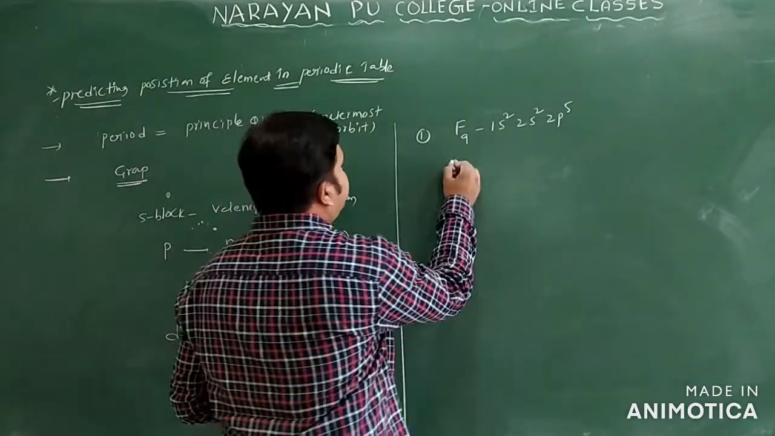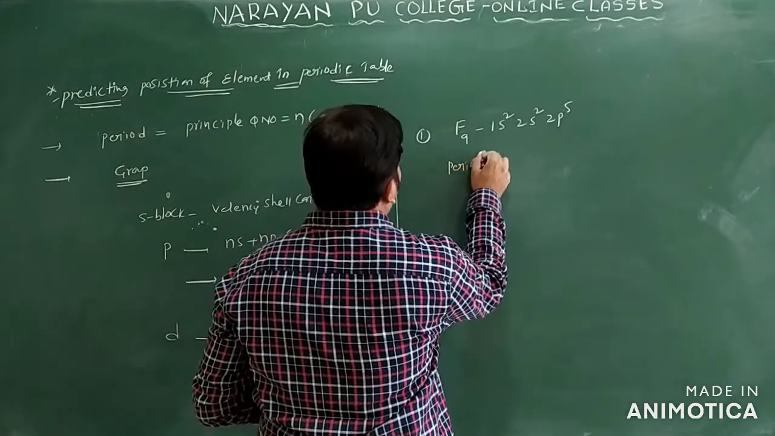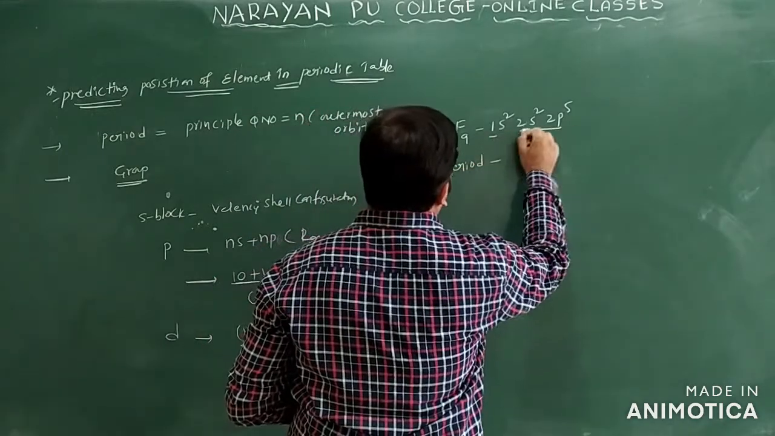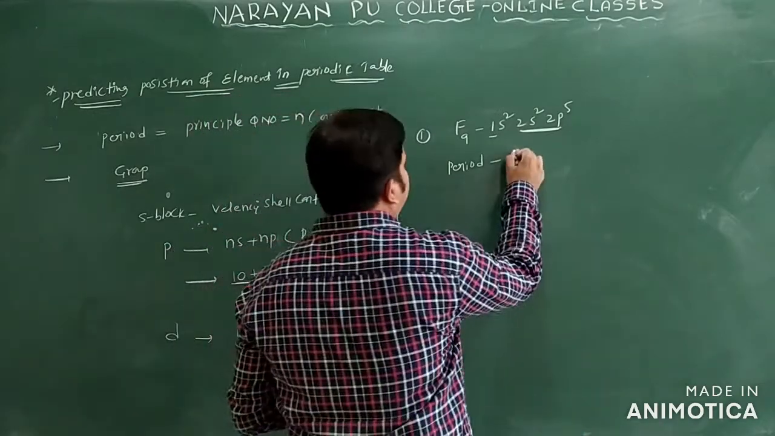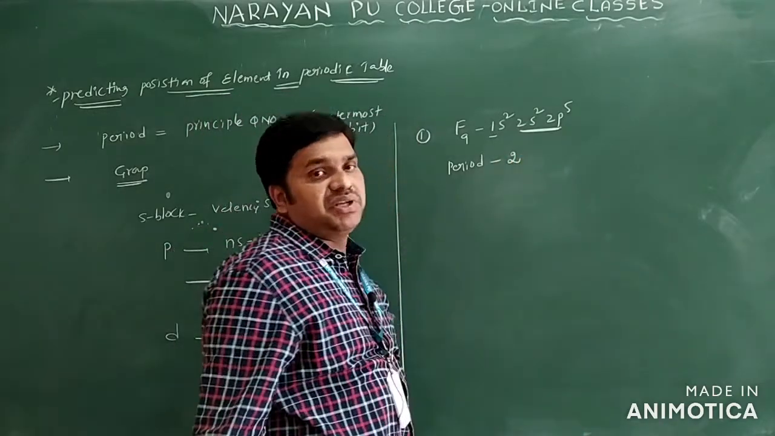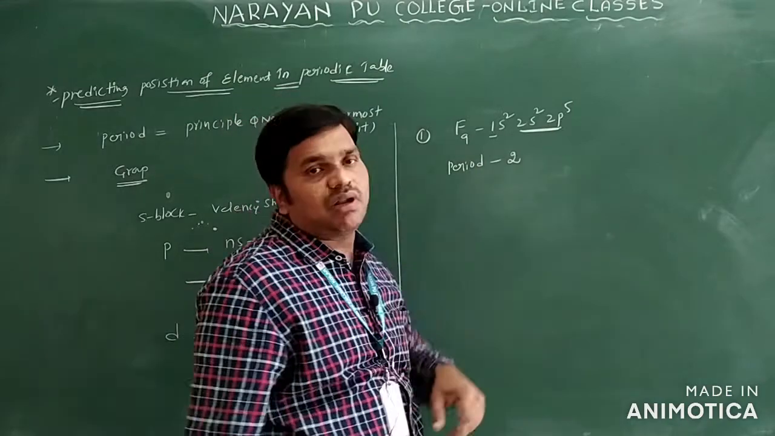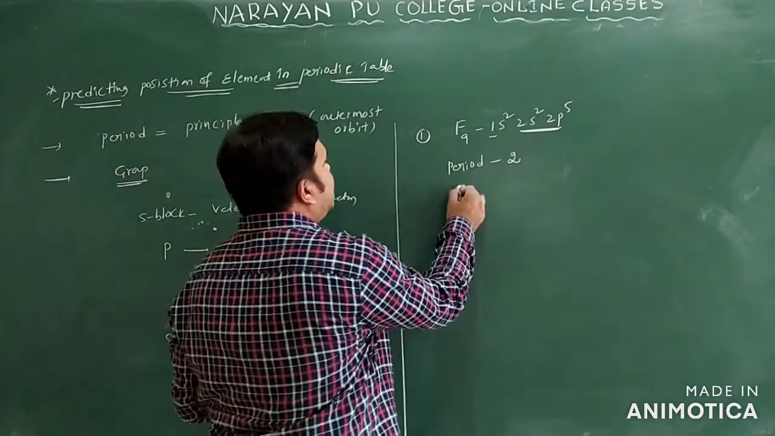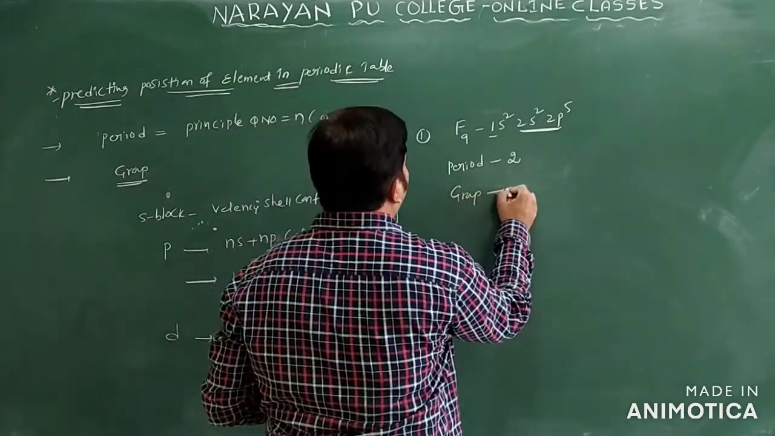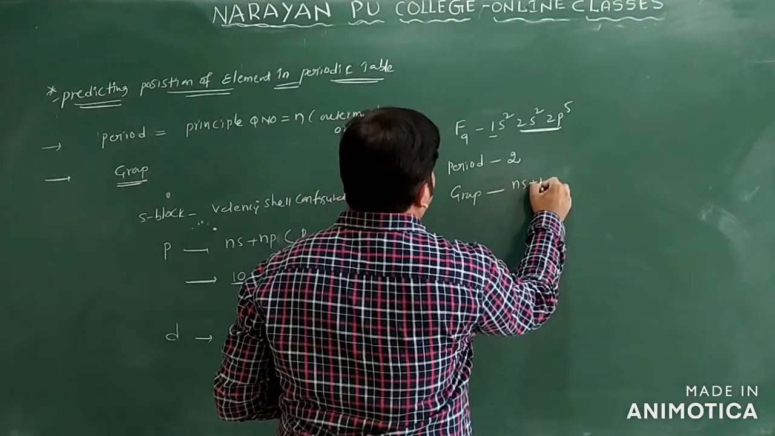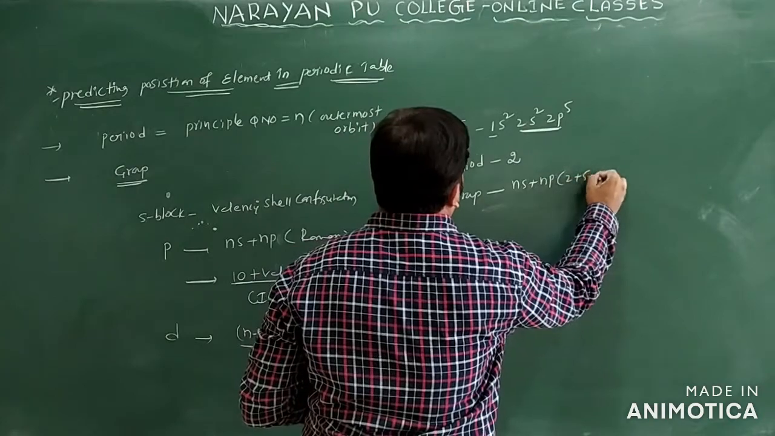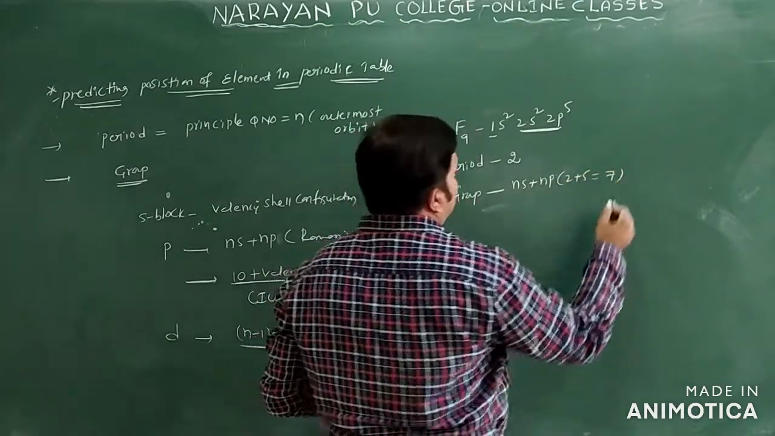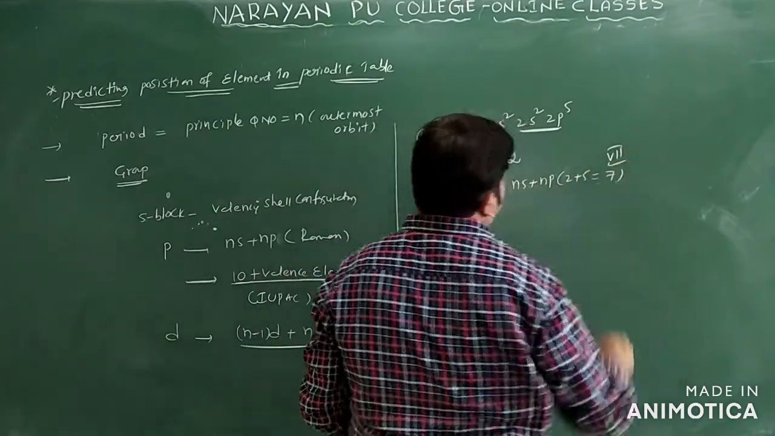Suppose I write the period. For the period, consider the outermost shell, that is 2s and 2p. It belongs to the second period, because the principal quantum number value is 2. If you write the group number, you add ns electrons plus np electrons. That means 2 plus 5, that is equal to 7. You will say 7th group, you can write Roman 7.